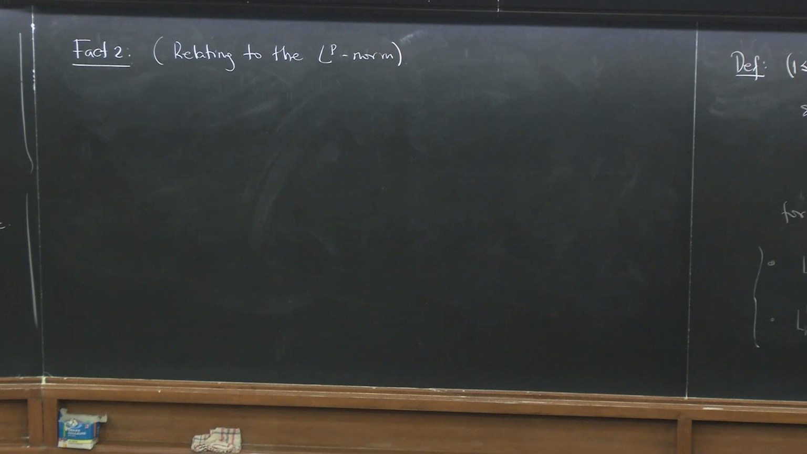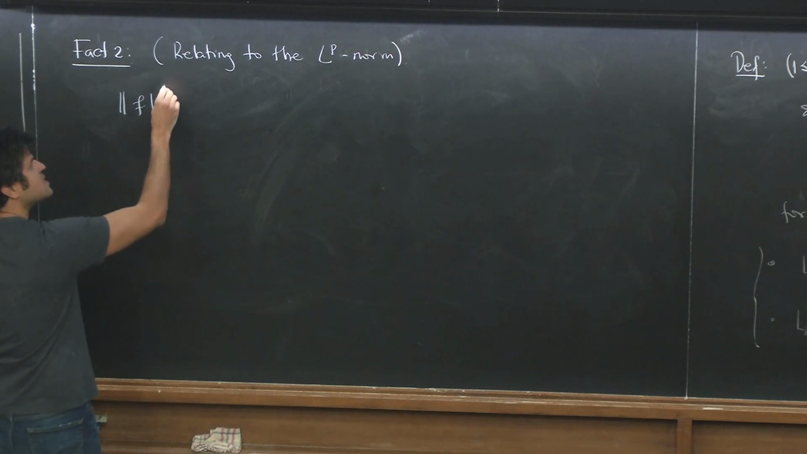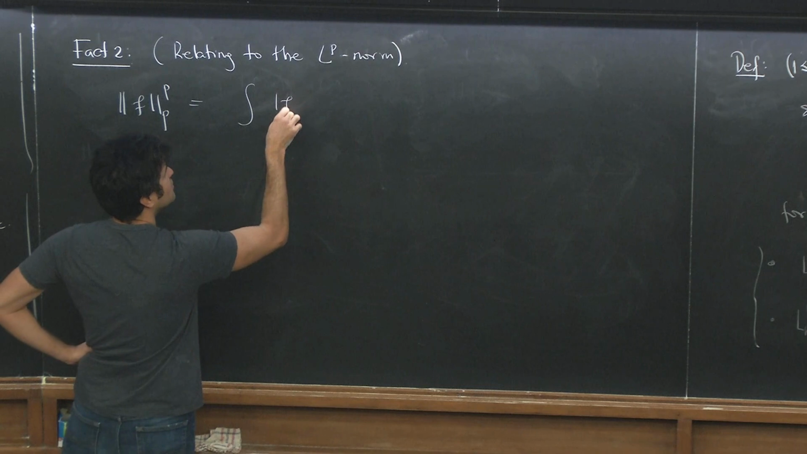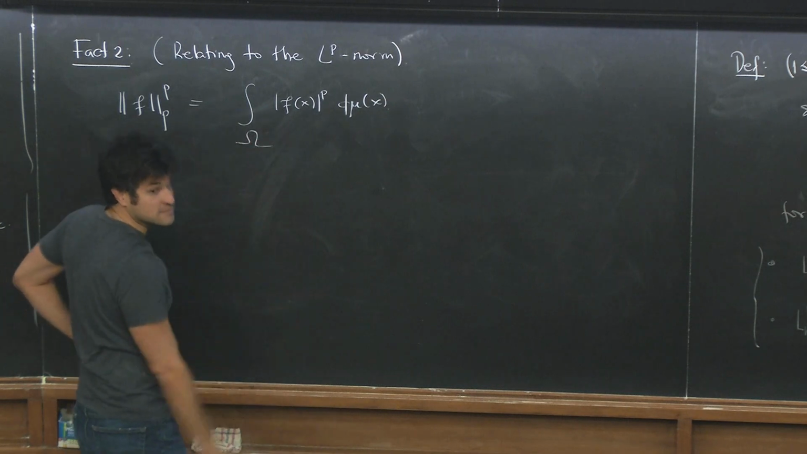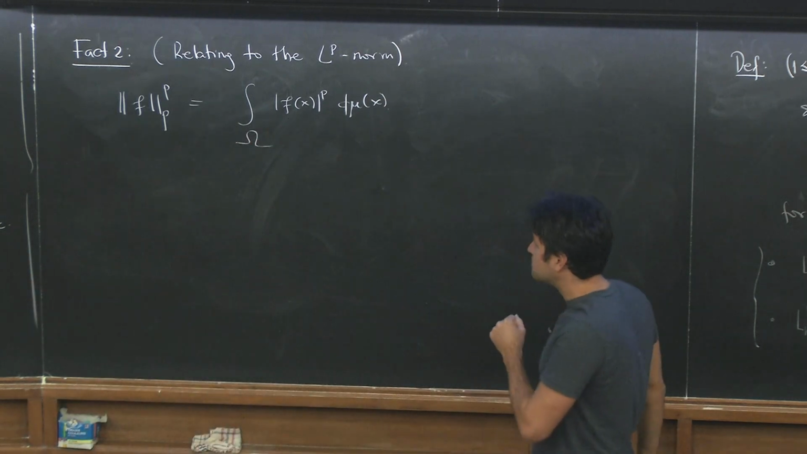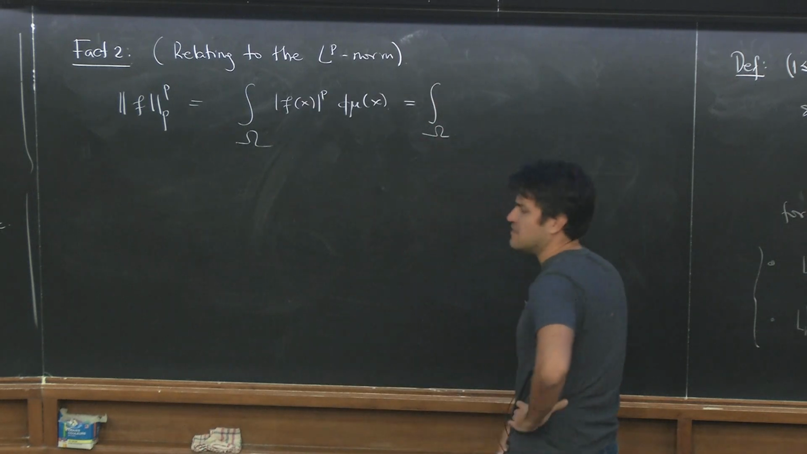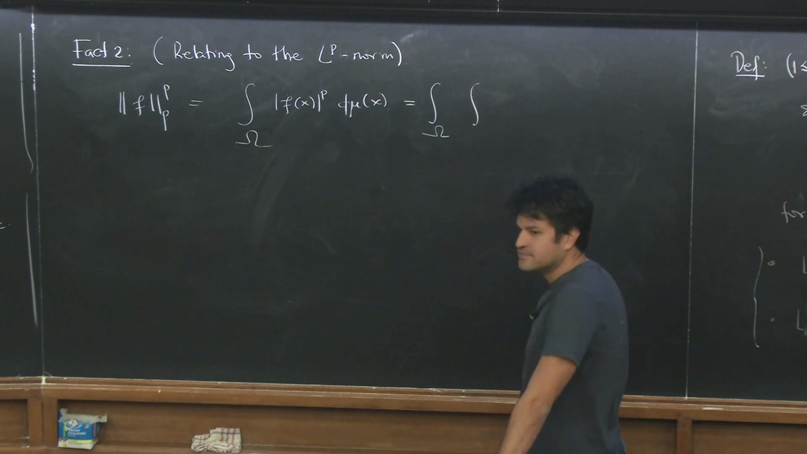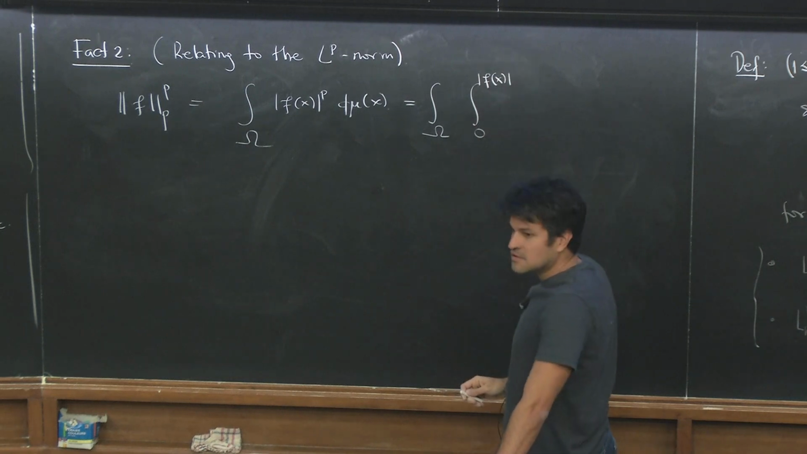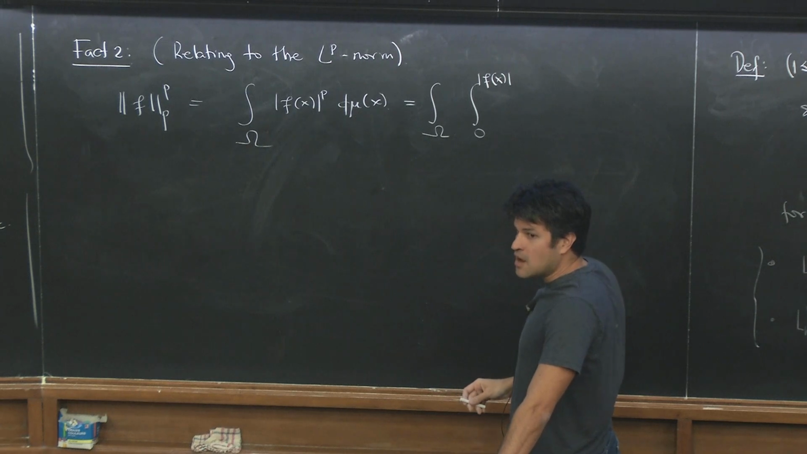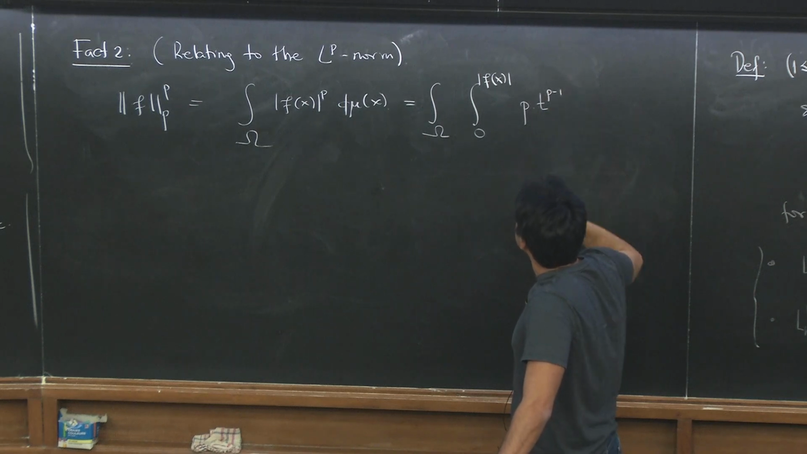Look, what's the LP norm of a function f raised to the p power? This is just the integral of f of x to the p d mu of x in your set omega, right? Now let me write this f of x to the p as follows. I'm going to write this f of x to the p as the integral from 0 to f of x of the function p times t to the p minus 1 dt.